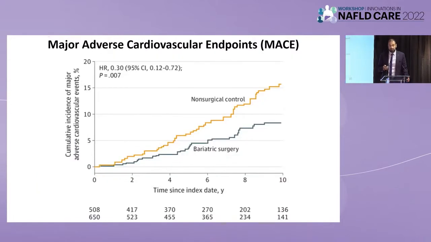So how did they do? Look at the major adverse cardiovascular endpoints, MACE. You can see clear separation with the bariatric surgery group doing much better than the non-surgical control. The hazard ratio was 0.3, which means a 70% reduction in cardiovascular outcomes.